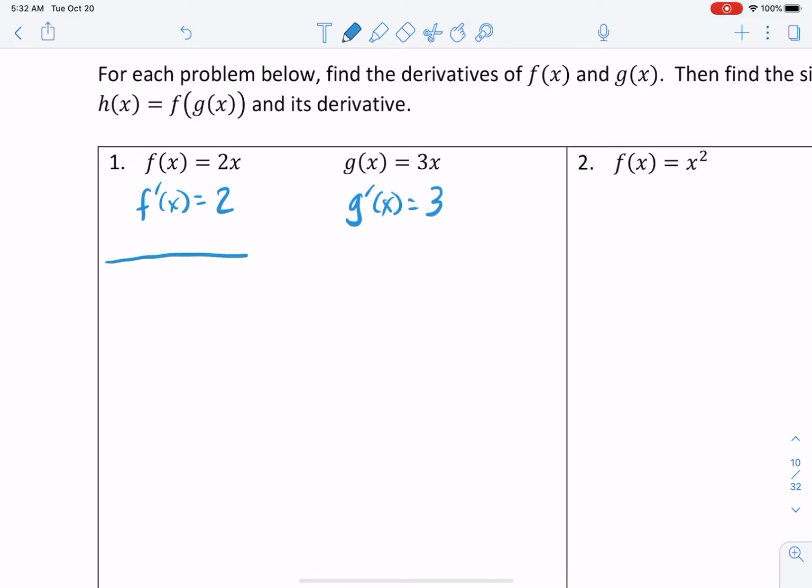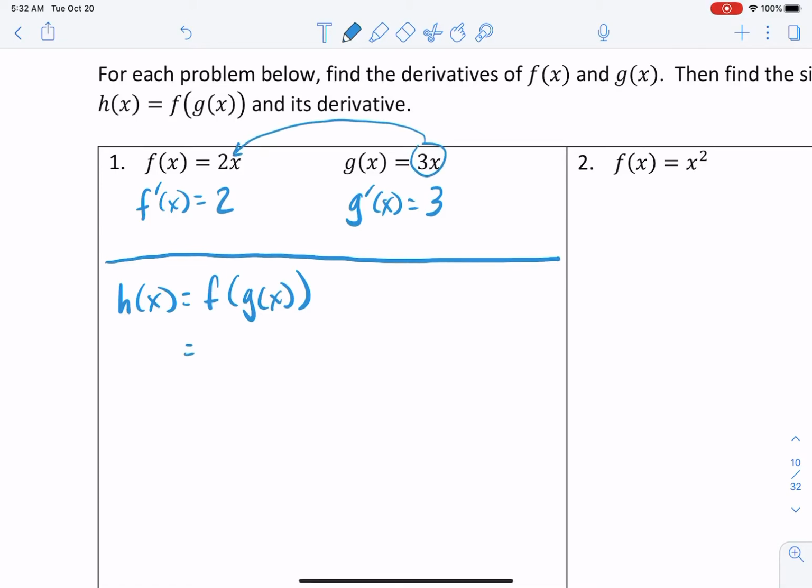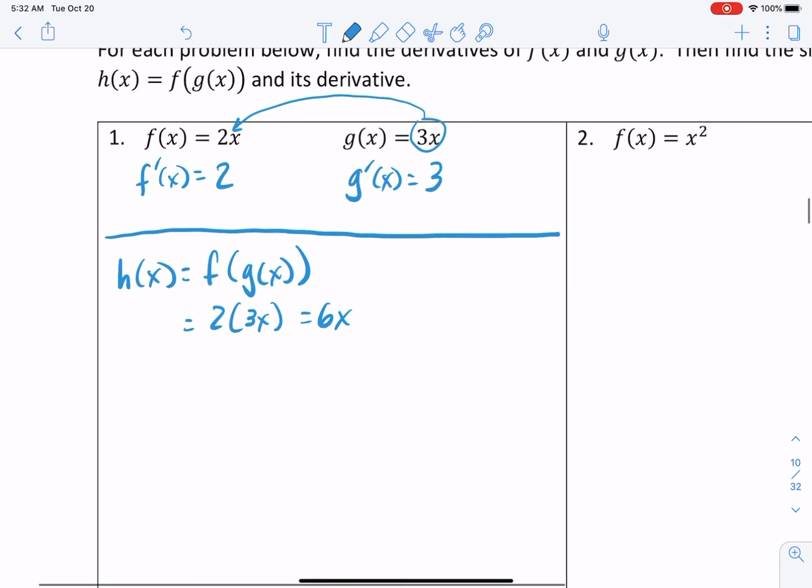Now then, I'm going to find h of x, which is supposed to be f composed with g of x. Okay, which means I'm going to take this 3x and I'm going to stick it in for x there. So 2 composed with 3x, which gives me 6x. Now let's find the derivative of h. H prime of x is just equal to 6.